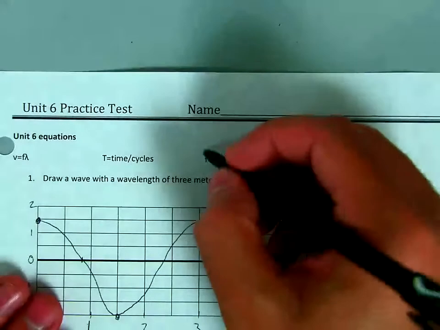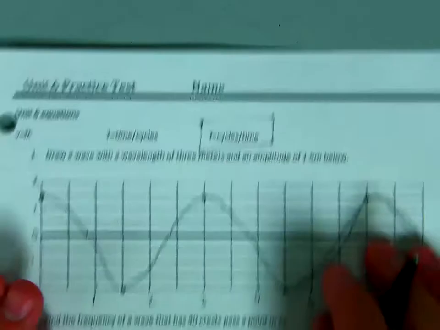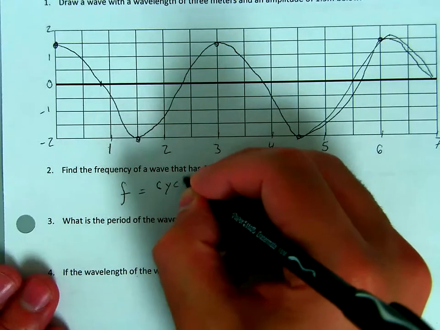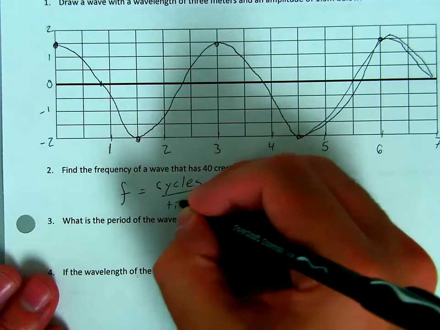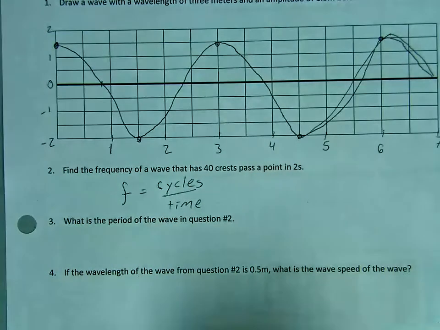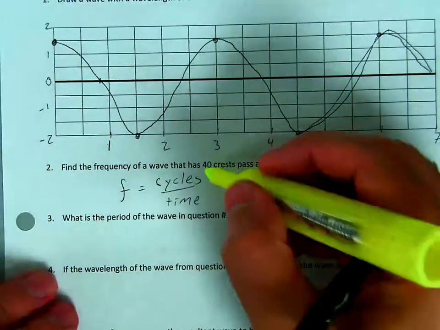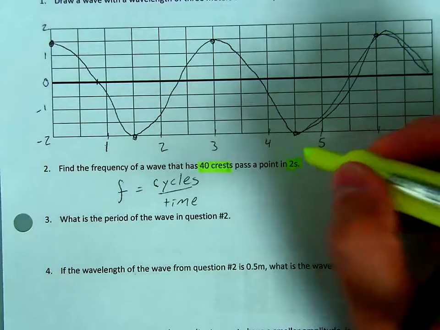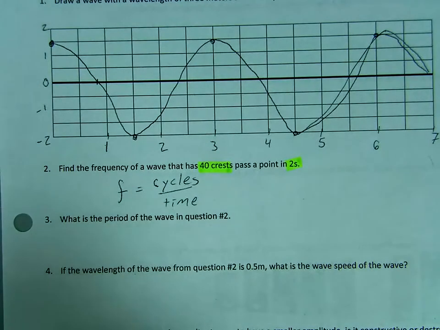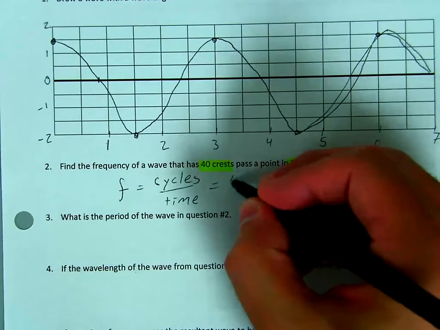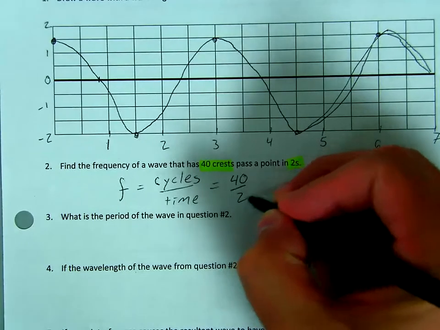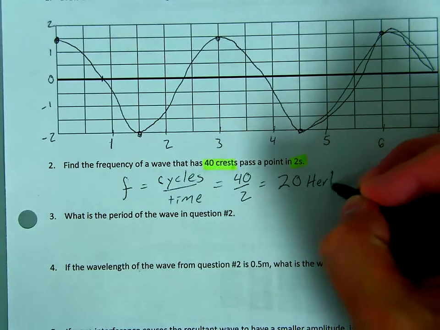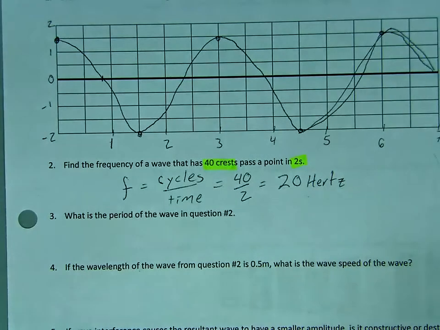So that's the frequency formula. Frequency is the cycles divided by the time. There's 1 crest per cycle, so 40 crests. We got 2 seconds for the time. So we can just plug this in simply: 40 over 2 is going to be 20. And then it's hertz.